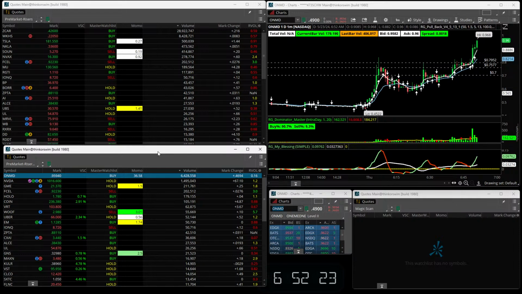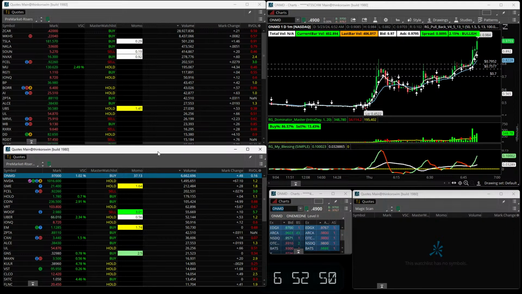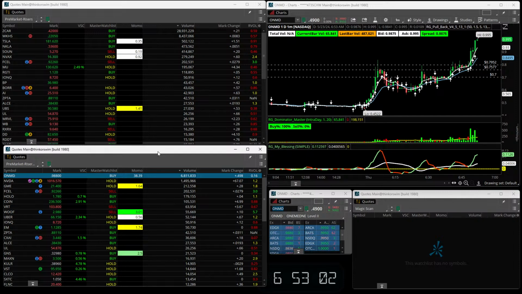$0.96. This is not in my price range, so I'm not trading this stock, even though it looks to be a good one. $0.98. Nice green dominator bars. They may push it up over $1. $1.